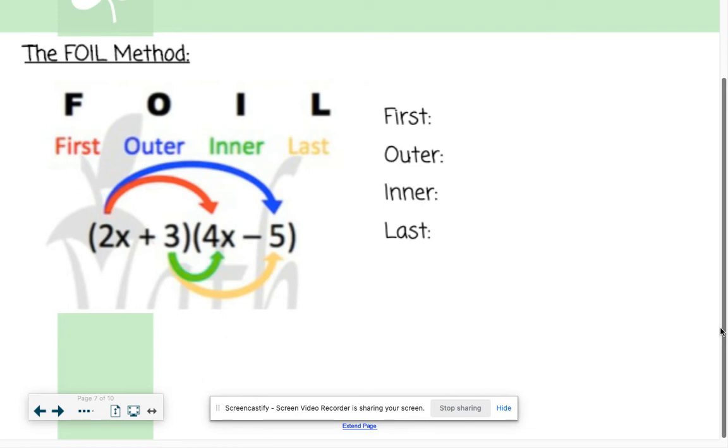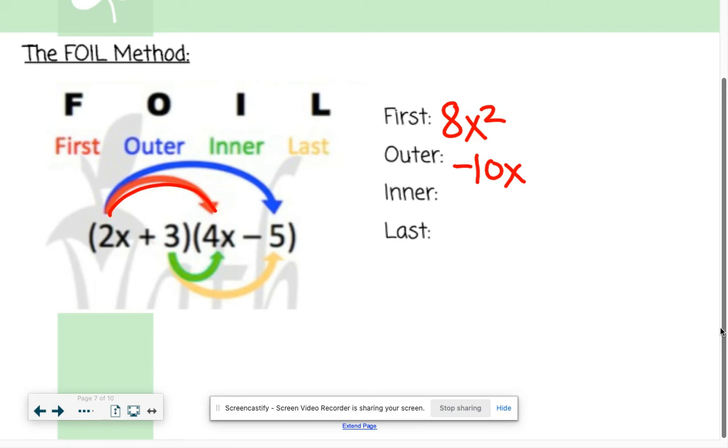Do you guys see this example in your notes? So if I take 2x times 4x, what do we get? 8x squared, right? So that's the first terms. What's x times x? Right? Do you see that? Okay, good. So the outer would be negative 10x. Yep, outer would be the outside one. So 2x times negative 5 is negative 10x.